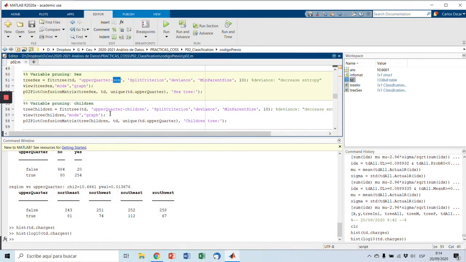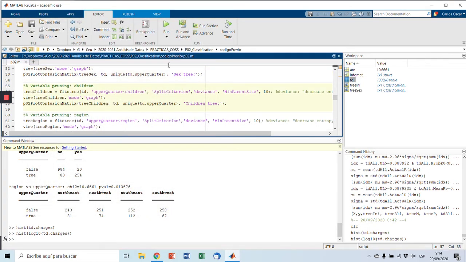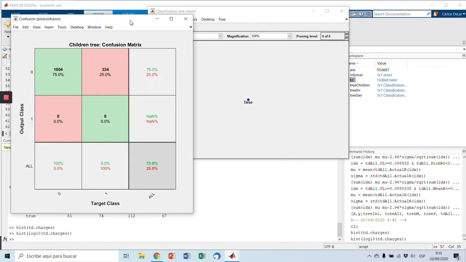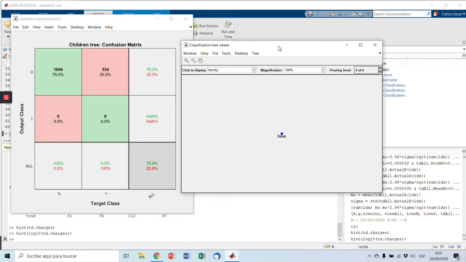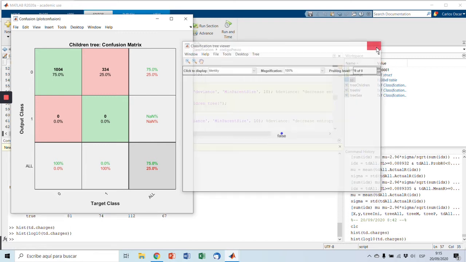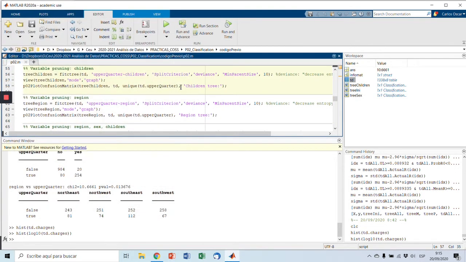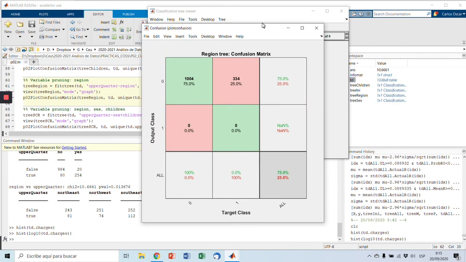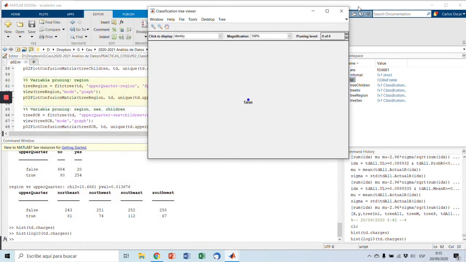Okay, so we cannot construct useful trees with sex. So let's see with number of children. With number of children, we see the same. The algorithm is not able to construct a useful tree with the number of children. So let's see with the region. With the region, it is exactly the same.